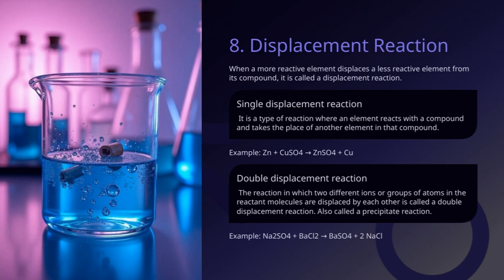Moving on to the next example, zinc reacts with copper sulfate to give zinc sulfate and copper. Here, a single element, zinc, reacts with a compound, copper sulfate, and replaces the copper in that compound. This brings us to single displacement reactions, where one element displaces another within a compound.